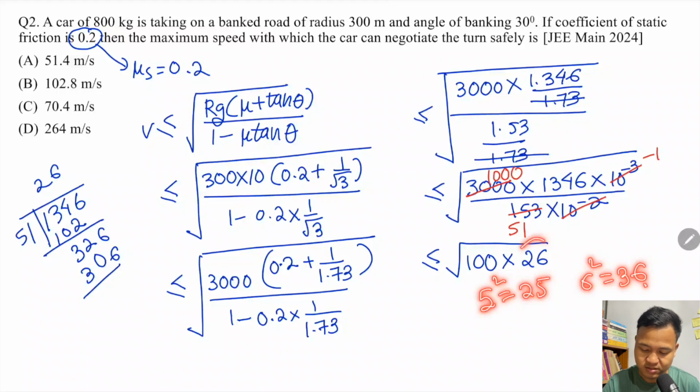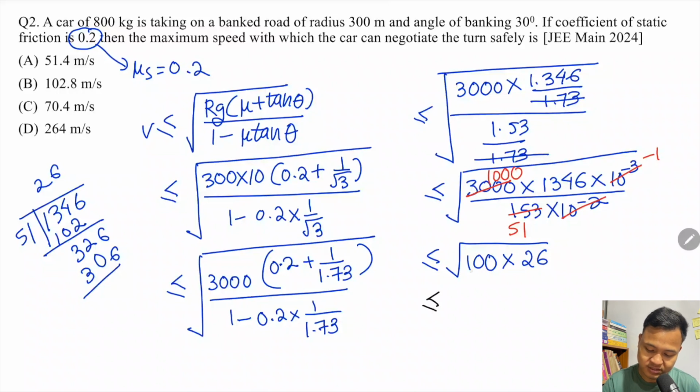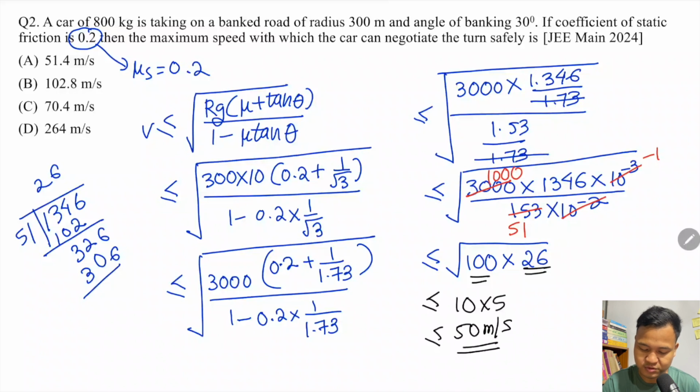So that means this 26 will be in between 5 point something. Okay, 5.1 or 5.2 squares. Right? So suppose I take this as 5.1 square. I have 100 here. So out of this, you'll get 10 outside. So let's say this is 25 approximately. Then 5 will come out. So the answer will be 50 something. So in the option, you have close to 50, you have 51.4. So that will be your answer.